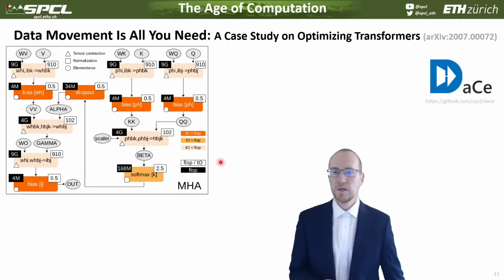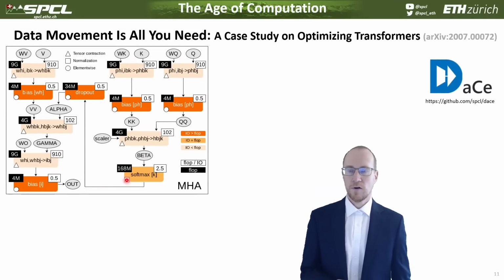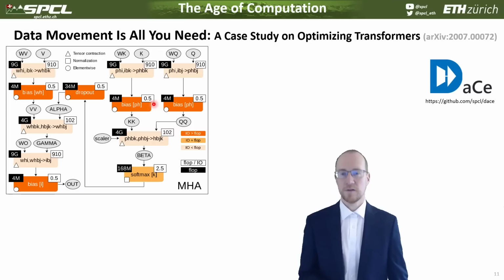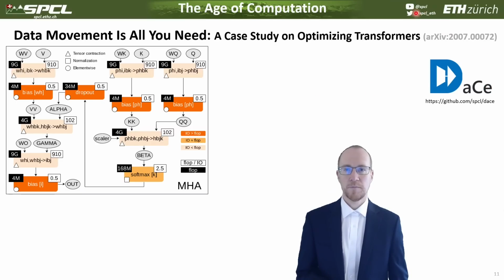Okay, so how did we do it? Well, relatively simple. You just write down all of these operators and the data flow between these operators. I don't have enough time to explain it, but there's another video that explains it in detail on our YouTube channel, which you can find up here, by the way.